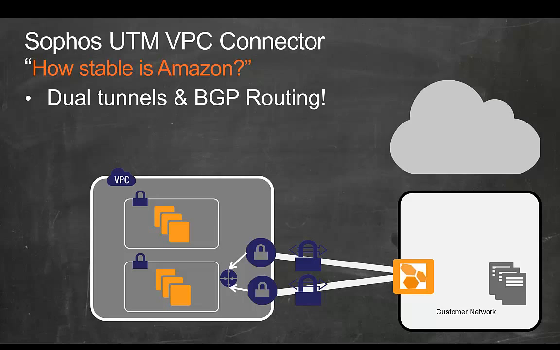The reason we want to do this is to add a little bit of redundancy. Amazon supports that, and we're going to show you how to set that particular scenario up with your UTM. For today, we have a UTM on site at the customer network. We're going to create a VPC that has a private subnet that we can connect to, and we're going to use the Sophos UTM Amazon VPC connector to easily link our local subnets with the remote subnets in VPC.